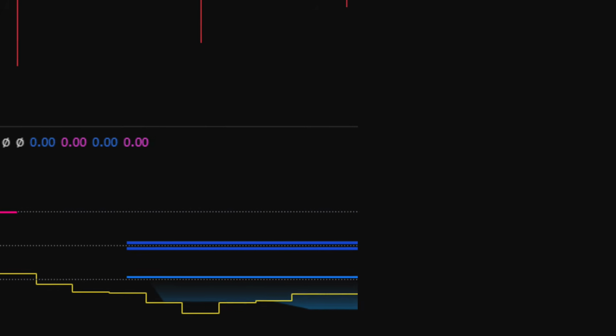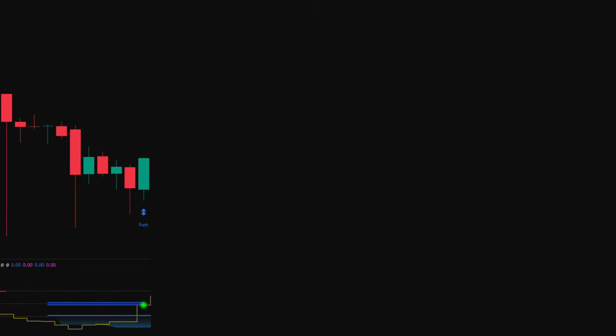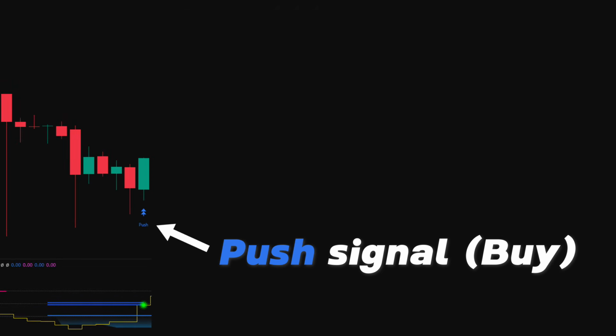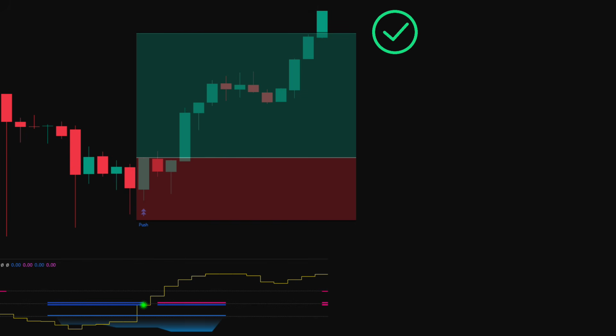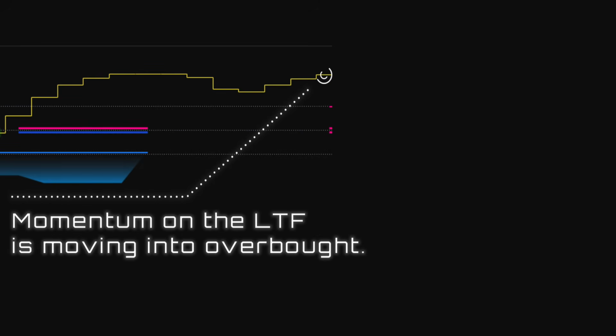But it doesn't stop there. When both time frames drop into oversold, the indicator won't fire a signal right away. It waits for a strong bullish candle, and once that candle appears, that's when the up push buy signal is triggered. Next, with the down push signal, the process works in the opposite way.